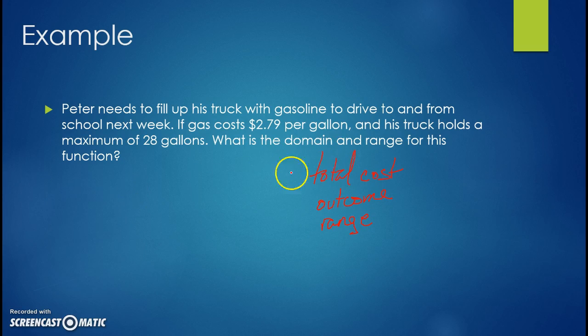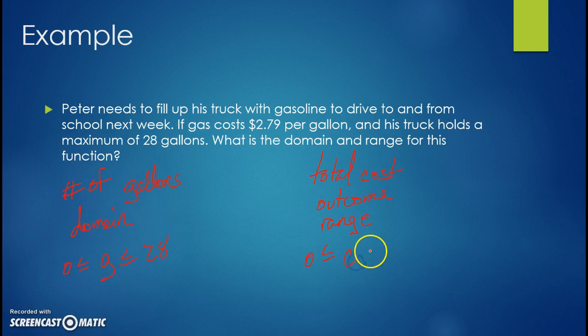What's causing this is the number of gallons, and that is the domain. If you wanted to stick with the independent and dependent, you would say that the total cost depends on the number of gallons. It tells you right here that there's 28 gallons. If he's completely empty, the domain is going to be between 0 and 28, and the range is going to be between $0 if he doesn't fill up at all.